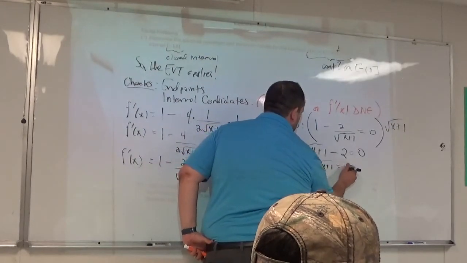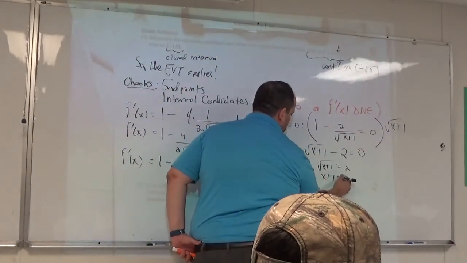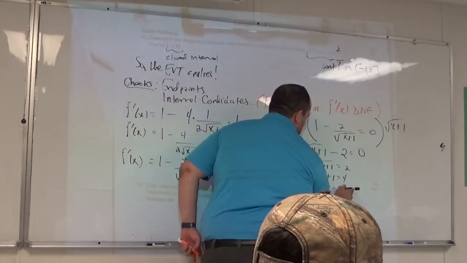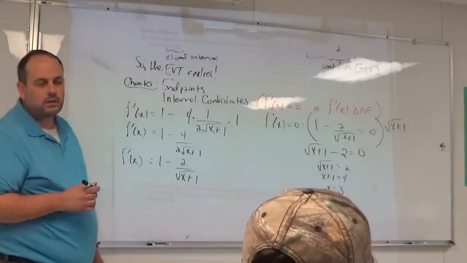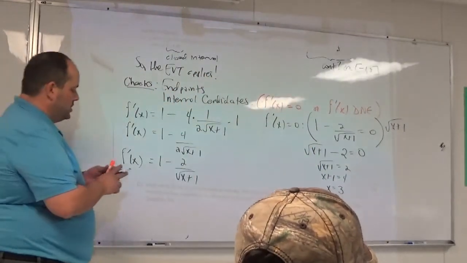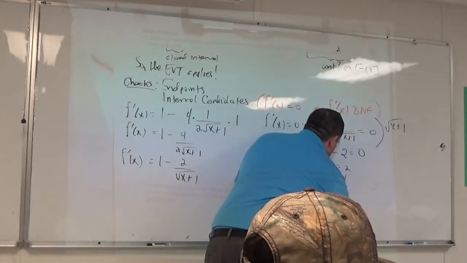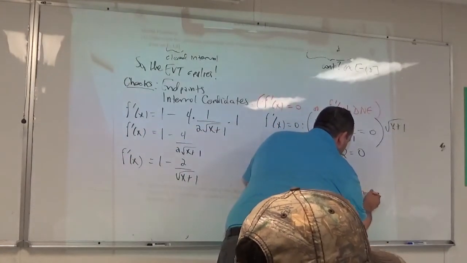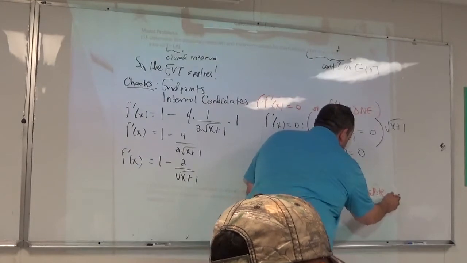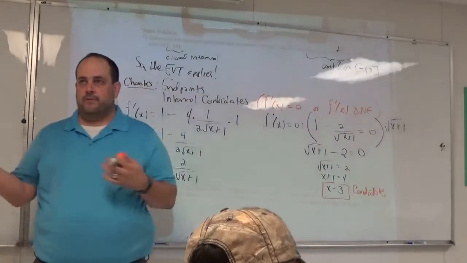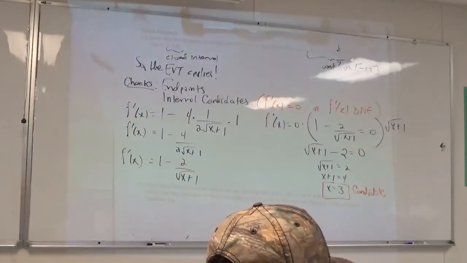Square root of x plus 1 is equal to 2. We're going to square both sides. And I think we get x equals 3. Okay, we're good. All right, good. This guy here is your candidate. It's where you might have a relative max or a relative min.